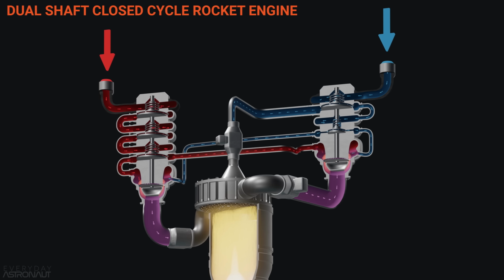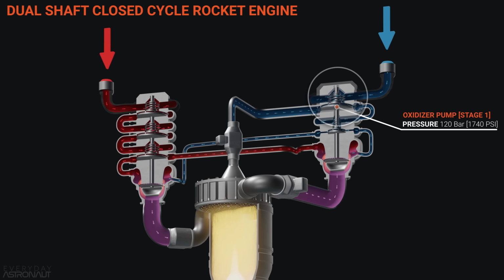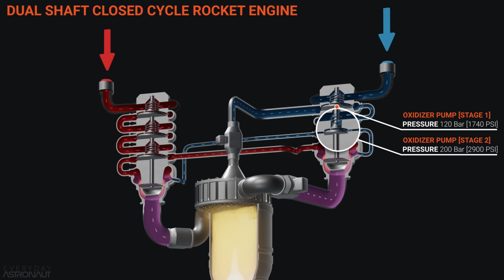And again, opposite the oxidizer-rich closed-cycle engines, in this case, most of the oxidizer will only go through a single-stage pump that gets it to be high enough pressure to go into the main combustion chamber. But the bit of oxidizer that goes into the preburners will flow through a second stage of pumps to get it up to those higher pressures.